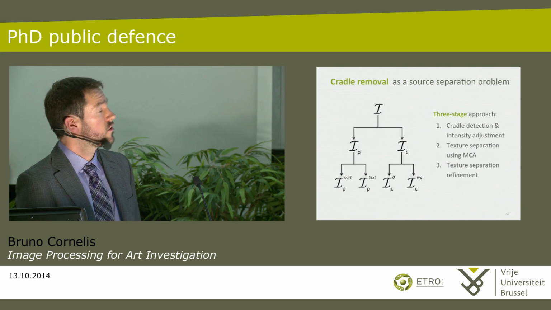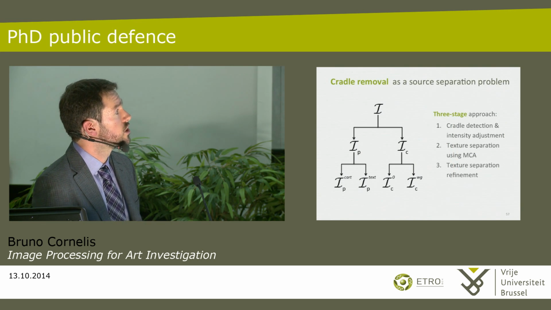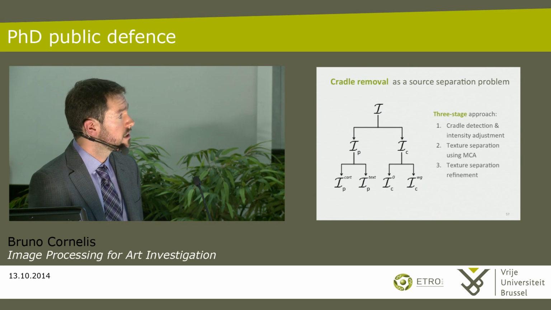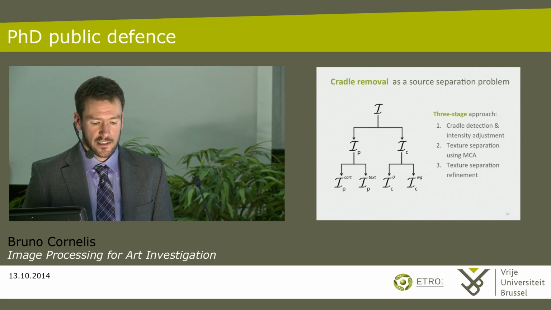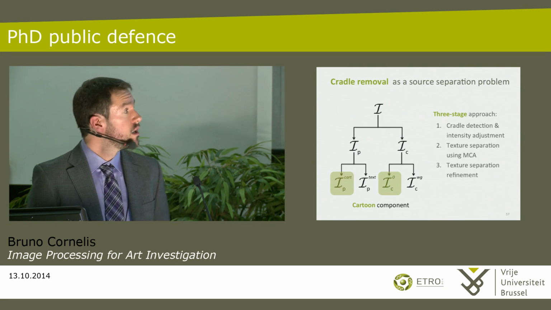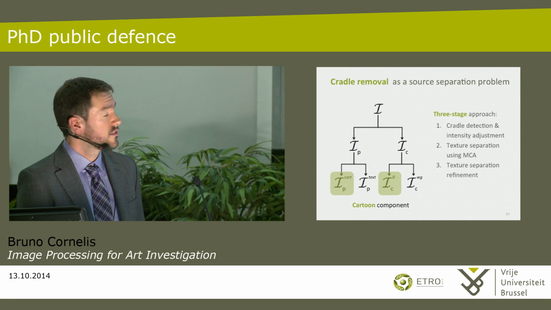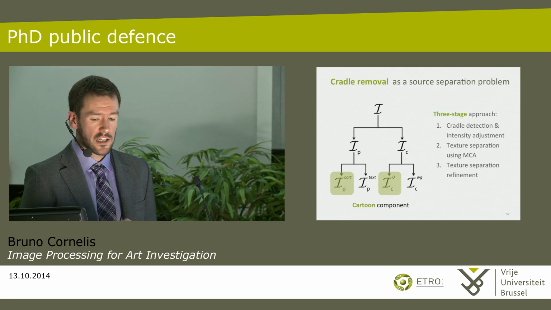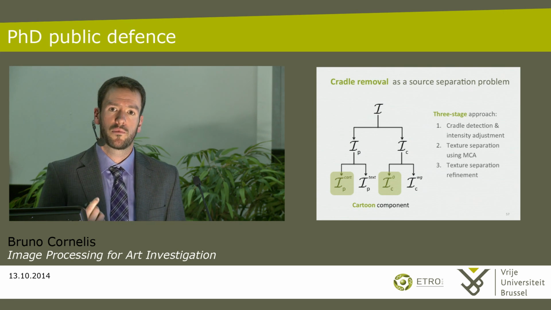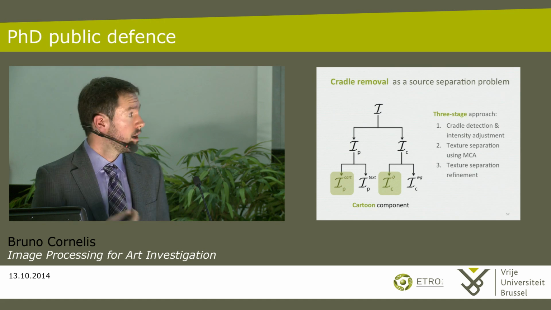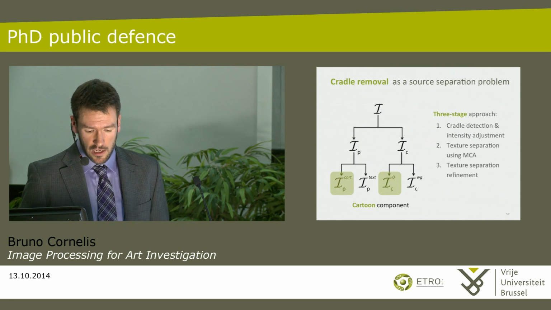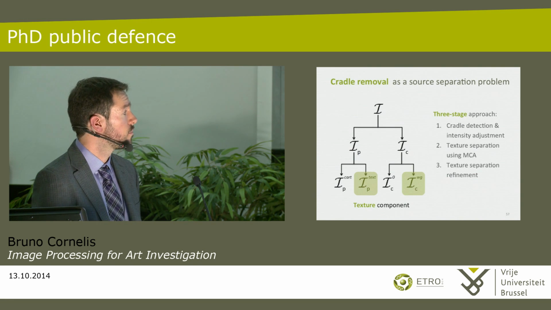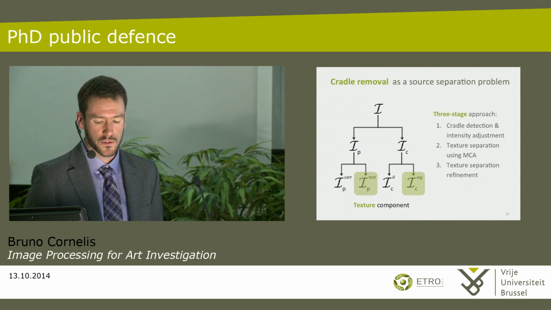The model goes as follows. We have our original image I. It can be subdivided into a panel component and a cradling component, and each of these contains what we call a cartoon part. The cartoon part in the panel painting is nothing more than the depiction of the painting itself. In the cradling, it is this constant intensity shift that appears on the X-rays because of the thickness of the cradling. And they each have a textural part, which consists of the wooden texture that makes up these two components.